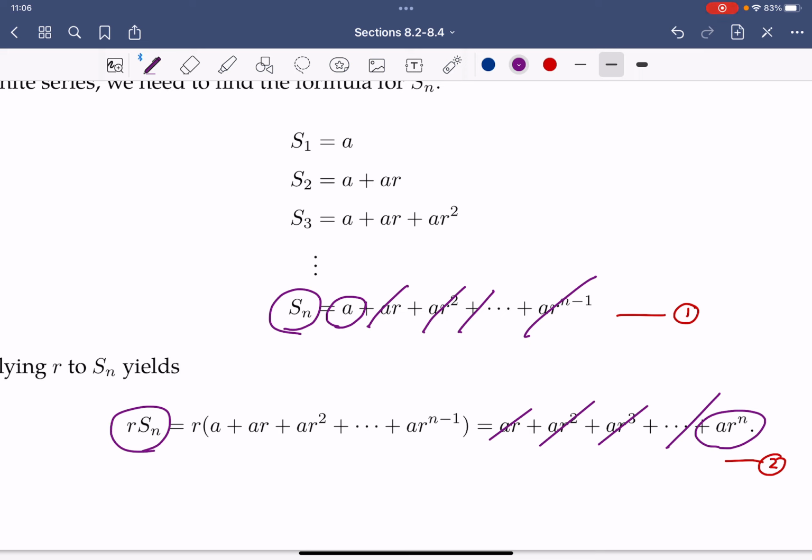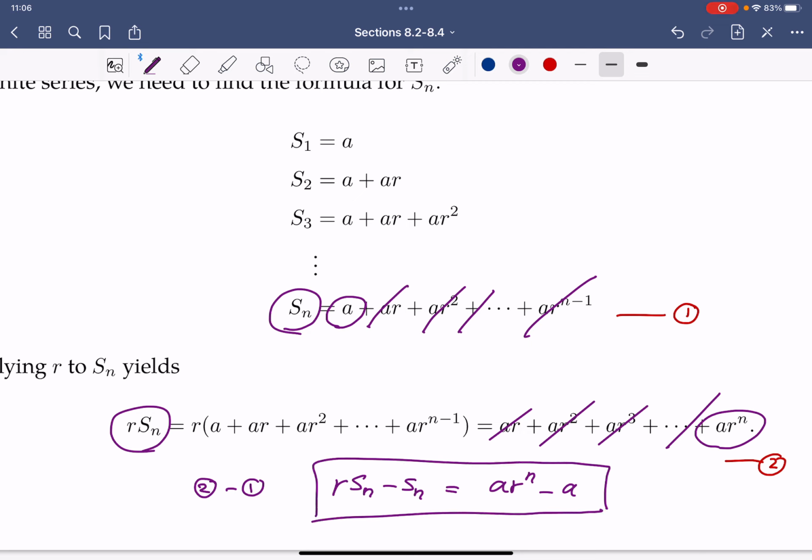If you subtract these two equations together, and then you simplify, so maybe you're going to do 2 minus 1. So you're going to get rSn minus Sn equal to ar to the n minus a. And then you see this is the solution that you have by looking at these two equations. And then you simplify it, so you're going to get Sn equal to a times r to the n minus 1 over r minus 1. Same formula as you learned in high school.